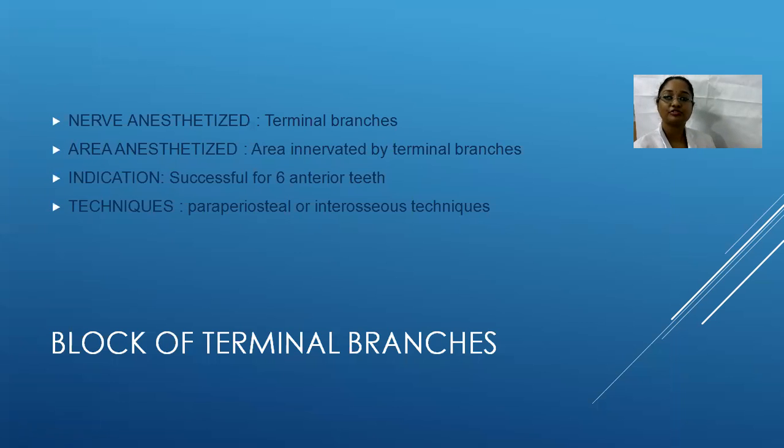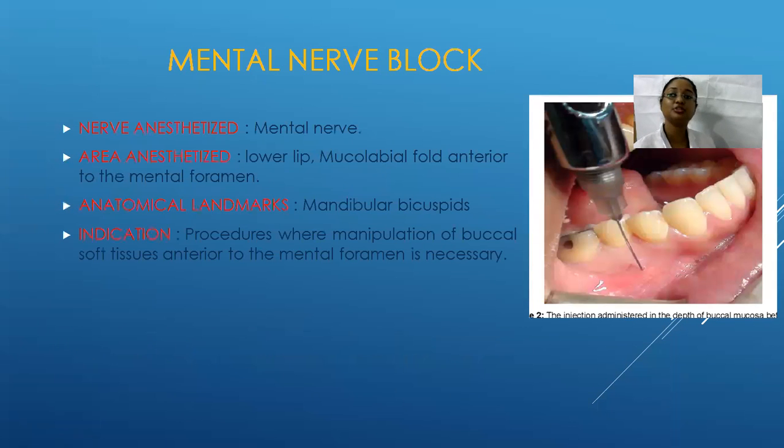Then coming to the block of the terminal branches, the nerves anesthetized by blocking are the terminal branches of the nerves. The areas anesthetized are the areas innervated by the terminal branches, and the indication is that it is useful in giving a successful block in the anterior teeth. The techniques are mostly known as paraperiosteal or intraosseous techniques. Then coming to the mental nerve block, that is one of the main blocks in the anterior region.